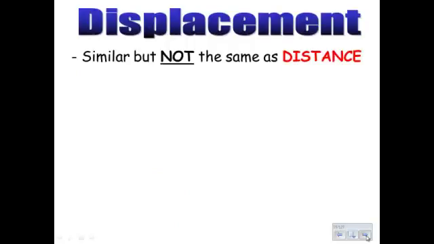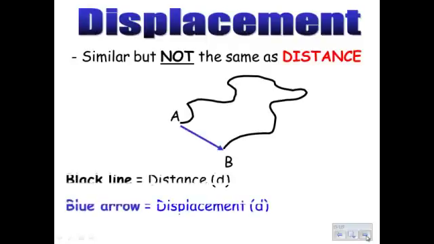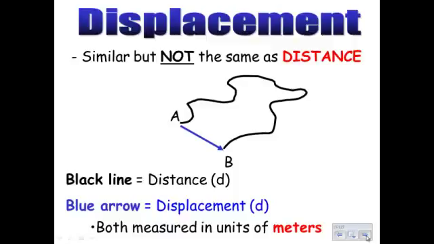Displacement is very similar to, but not the same as, distance. If I were to measure my distance traveled from point A to point B, I would have to record the distance of every single step taken all around that curvy line. But if I was to measure the displacement, it is kind of like as the crow flies, a straight line from point A to point B. Both are represented with the same symbol, a lowercase d, and both are measured in units of meters.